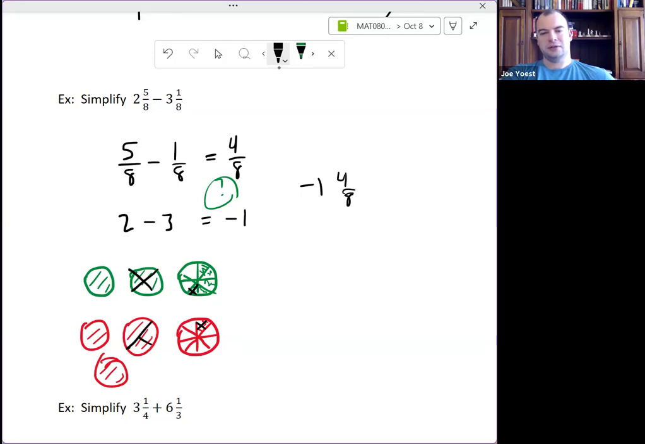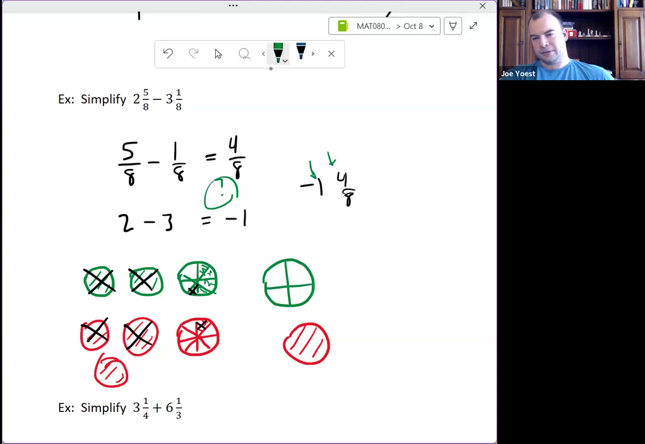This green hole makes a neutral pair with that red hole, as does this one. But this leaves me with what? This leaves me with one red hole, but not one red hole and 4 red slices, but it leaves me with one red hole and what? 4 green slices.